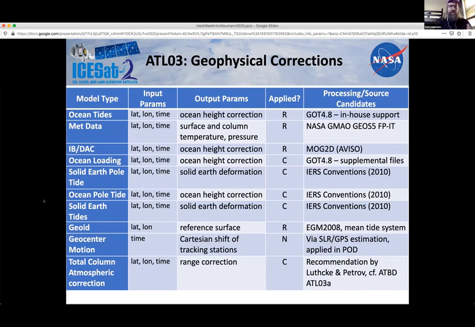The values for each of these are contained within the ATL03 product, and they're posted at that 20-meter along track cadence. So if, for example, you didn't like the solid earth tide model that we applied, it is easy to undo that by subtracting it off and then using your own preferred solid earth tide. That was one of the concepts of how we set this product up.